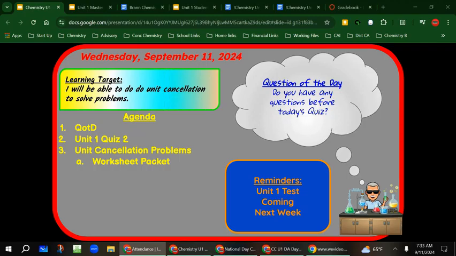Okay? I will go through a problem, show you how to do it, and then I will give you time to work on it again. This is something, ladies and gentlemen, that we are going to be working on for the rest of the week. Okay? So I don't expect you to have it all down today. But I'm going to give you time to work on them, practice them, look through different types of problems, because the problems that I have on there are similar to some problems that are going to be on your test. Okay? So that is all set for you. Today, we're going to talk about doing unit cancellation to solve problems. But before we do that, we're going to take our Unit 2 quiz.